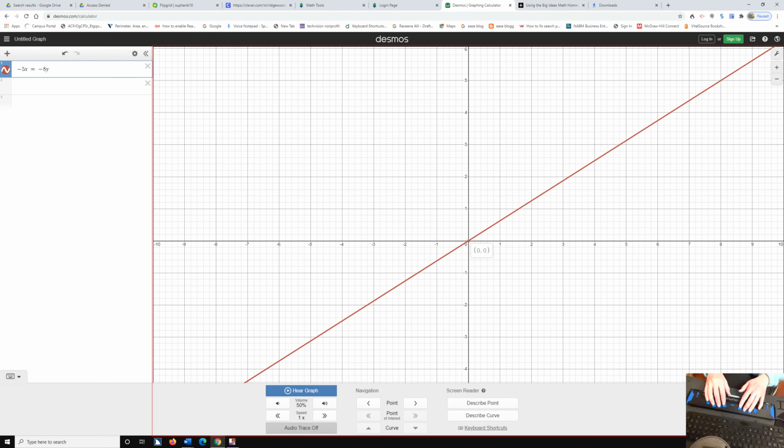Graph paper. Audio trace on. Use arrow keys to navigate. To hear the graph, press H. To disable audio trace, press Alt plus H. Playing graph. And don't we love that?